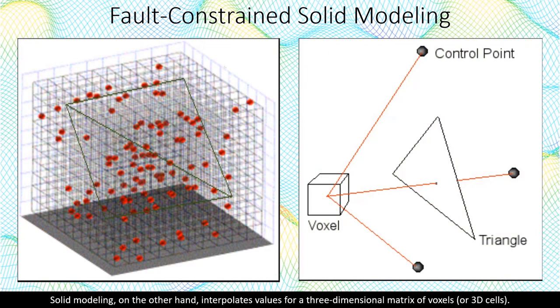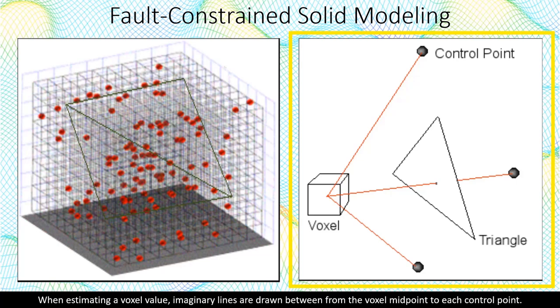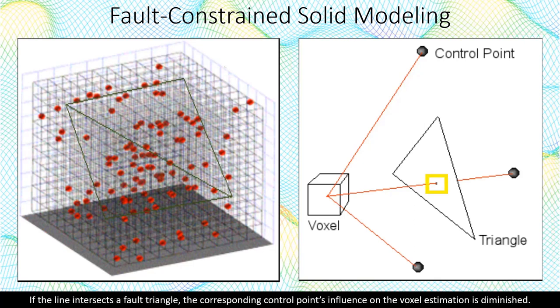Solid modeling, on the other hand, interpolates values for a three-dimensional matrix of voxels, or 3D cells. In this example, the two green triangles represent a simple non-vertical 3D fault mesh. When estimating a voxel value, imaginary lines are drawn between the voxel midpoint and each control point. If the line intersects a fault triangle, the corresponding control point's influence on the voxel estimation is diminished. It's really quite simple, but it's also quite slow when dealing with large solids and lots of complex faults.